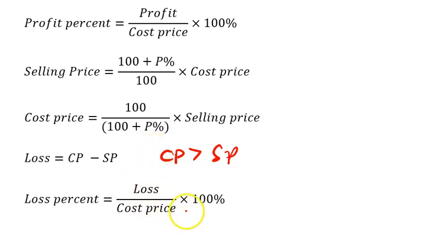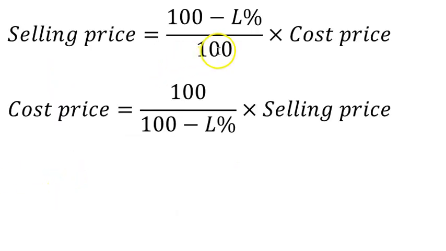Loss percent also goes through the same process. Loss over the cost price times 100%. So selling price will also be, if you know the cost price and want to find the selling price, that is 100 minus the loss percent over 100 times cost price. And if you know the selling price and want to find the cost price, that will also be 100 over 100 minus loss percent times selling price.